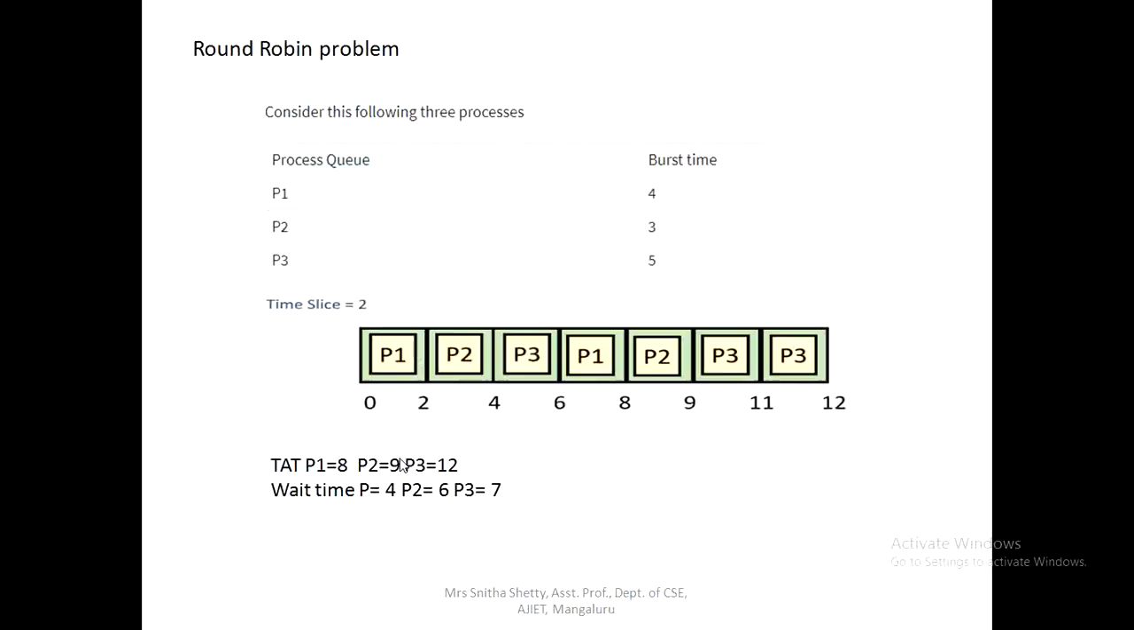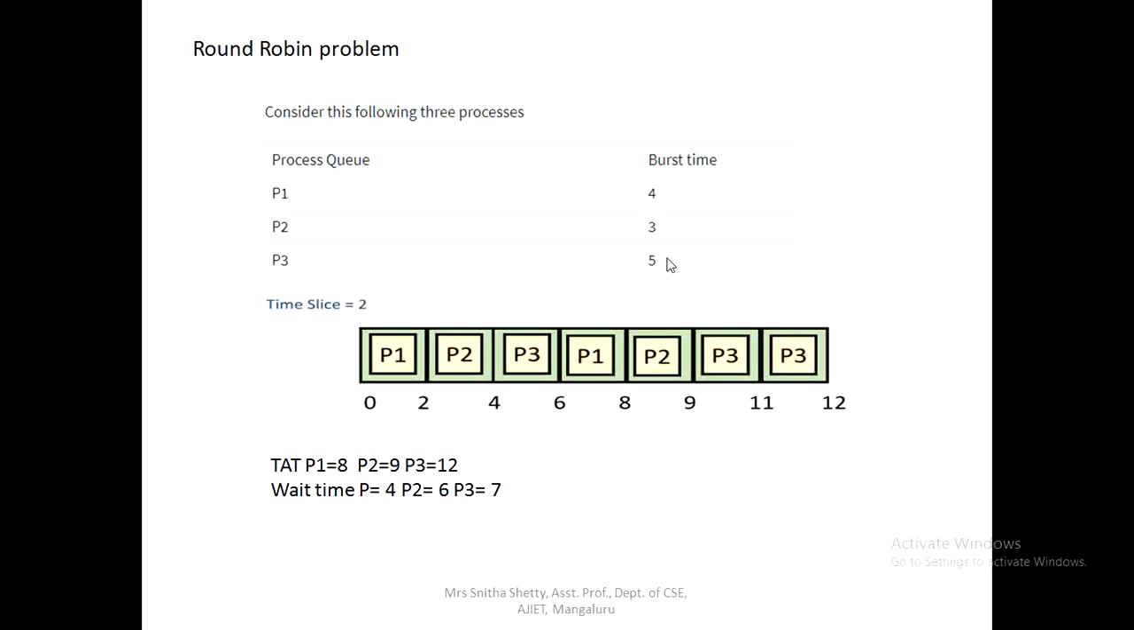So we'll see one more problem, a round robin problem. Okay, so what is round robin? It is a preemptive algorithm, because we allow a process in between to stop its execution, and we allow some other process to execute. That we call a round robin algorithm. You can see here there are three processes P1, P2 and P3, and they are given burst times 4, 3, 5. So the burst time of P1 is 4, P2 is 3 and P3 is 5.